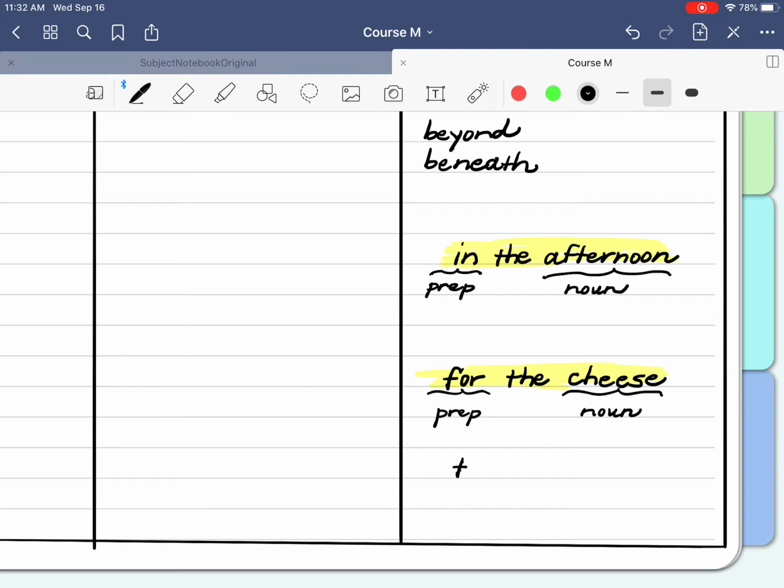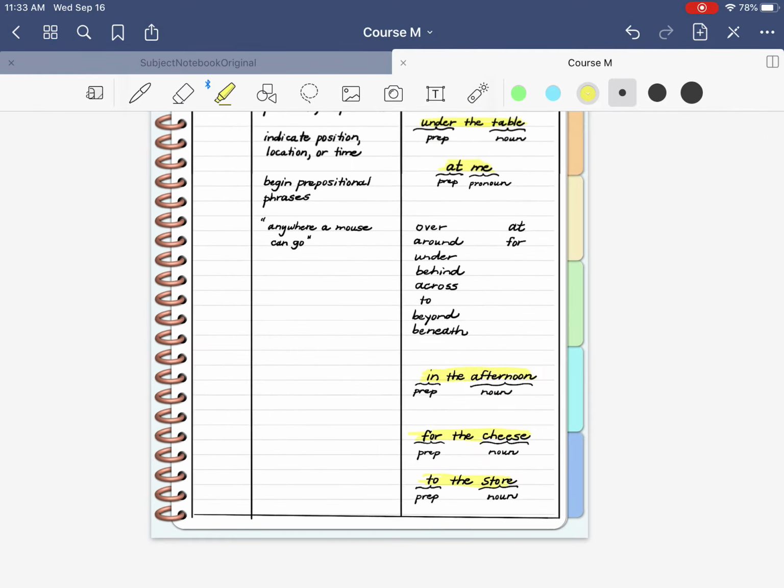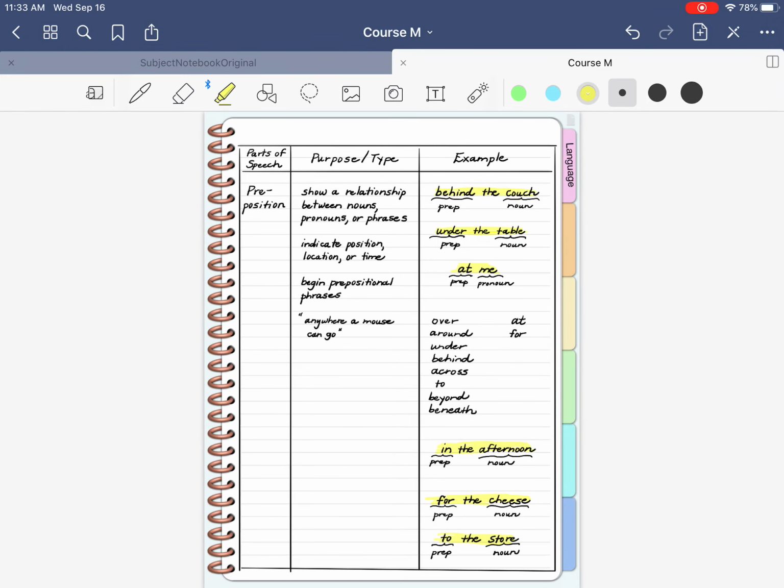To the store. Let's use I went to the store. Preposition is to. Store is the noun. And there is the prepositional phrase. To the store. And there are many more prepositions. I'm just giving you examples of those. But please don't think that that list I gave you is all that there is. There are a lot of them in English.